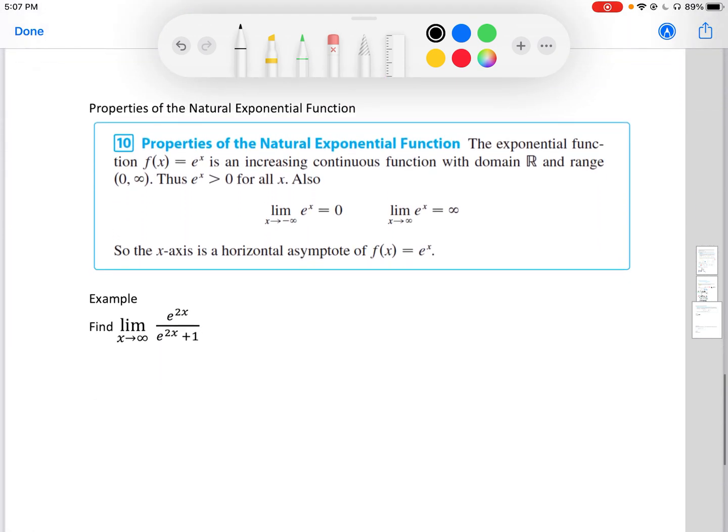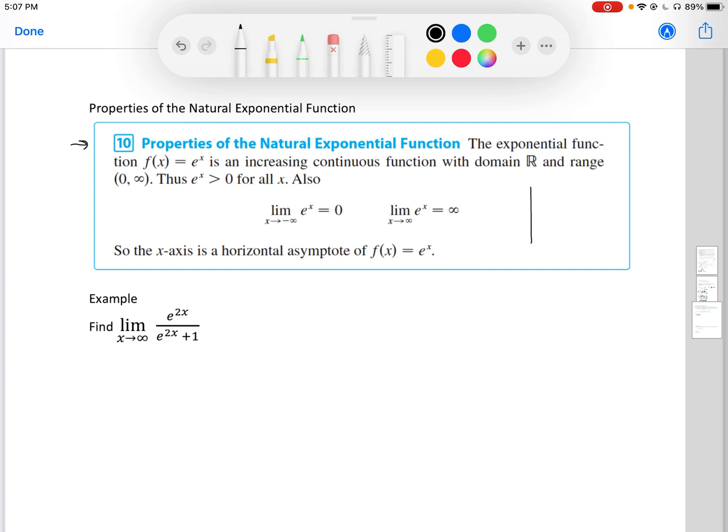Properties of natural exponential functions. The exponential function f of x equals e to the x is an increasing continuous function with domain R and range from 0 to infinity. Thus, e to the x is greater than 0 for all x, and it also follows the same limit rules as your exponential functions. So the limit as x approaching negative infinity of e to the x equals 0, and the limit as x approaching positive infinity of e to the x equals infinity.